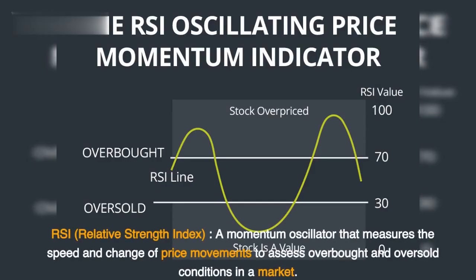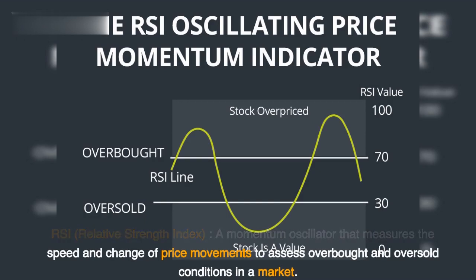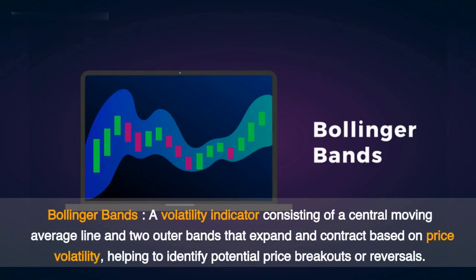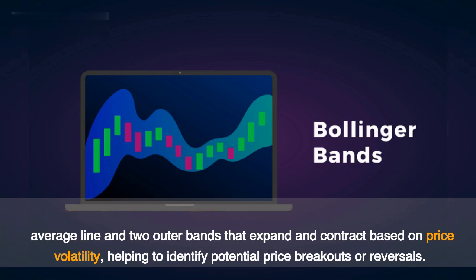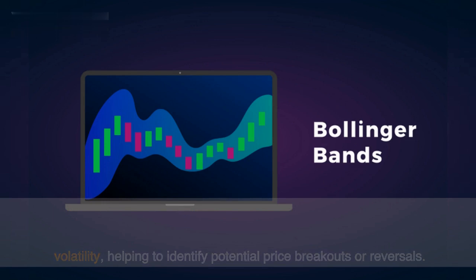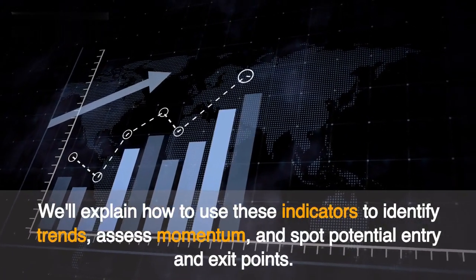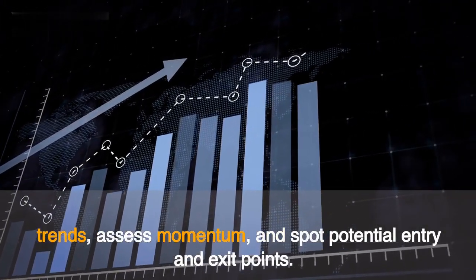RSI, Relative Strength Index, a momentum oscillator that measures the speed and change of price movements to assess overbought and oversold conditions in a market. Bollinger Bands, a volatility indicator consisting of a central moving average line and two outer bands that expand and contract based on price volatility, helping to identify potential price breakouts or reversals. We'll explain how to use these indicators to identify trends, assess momentum, and spot potential entry and exit points.